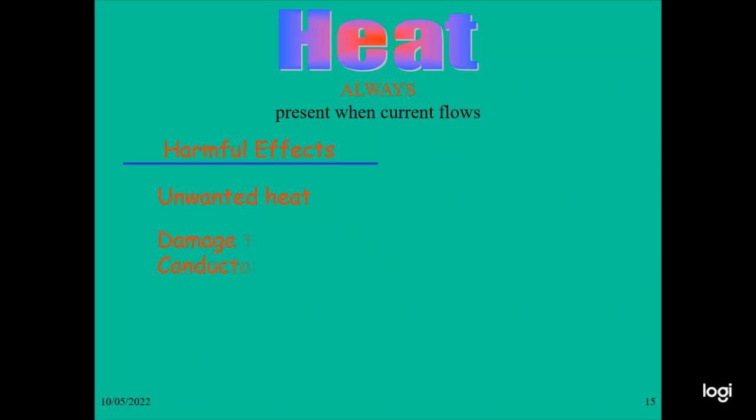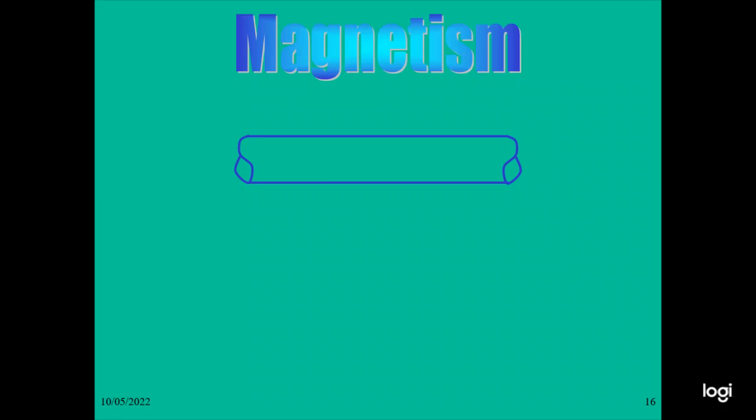Harmful effects of heat can be unwanted heat, damage to the conductor, and cause of fire. Useful effects are that we use it for the cooking range, heater, frying pan, refrigerator, also toaster and incandescent lamp. Magnetism: when the electrical current flows, it creates a magnetic field around it.